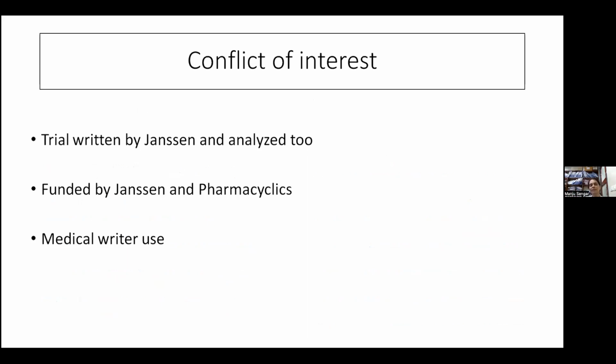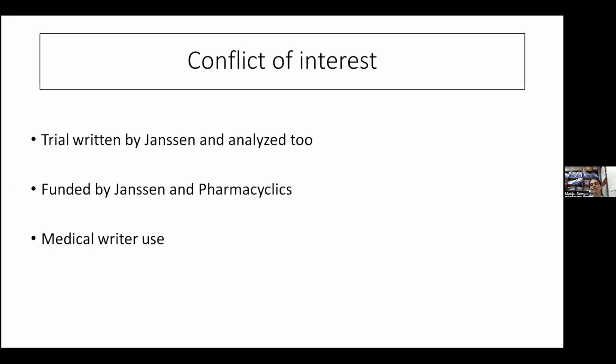Coming on to the conflict of interest, this trial was designed by Janssen and it was analyzed by them. It was funded by them and Pharmacyclics, which was making ibrutinib. And the study report was written by a medical writer. And again, if you go back to the modules, you'll realize the impact of all this pharma funding, writing the trial, using the medical writer. All this adds to the conflict of interest and can have bias.